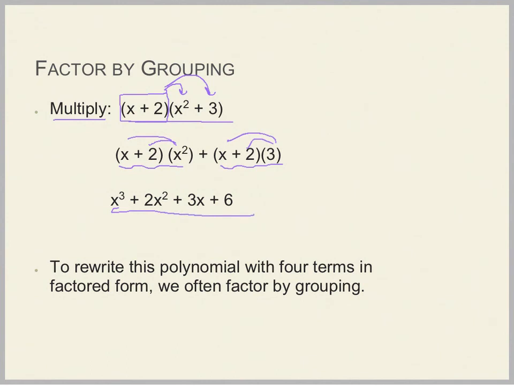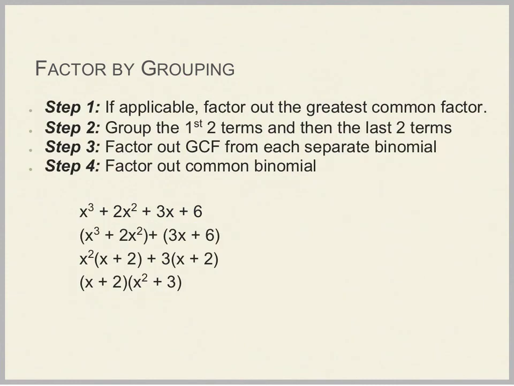However, if we want to rewrite this polynomial with 4 terms back into factored form, we can use something called factor by grouping. Factor by grouping you will use in many instances, but one recognizable instance is when you have 4 terms. So step 1 in factor by grouping is always look to see if you have a greatest common factor. And here, x cubed plus 2x squared plus 3x plus 6, there is no greatest common factor.